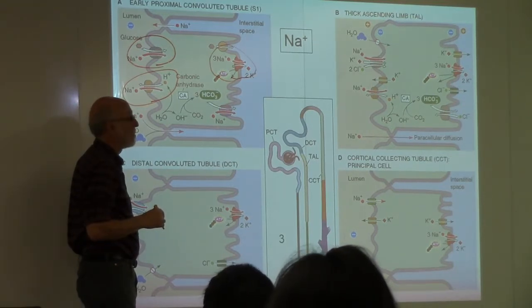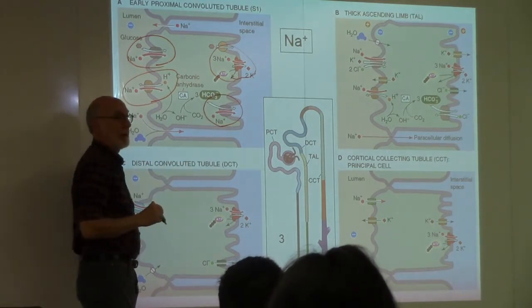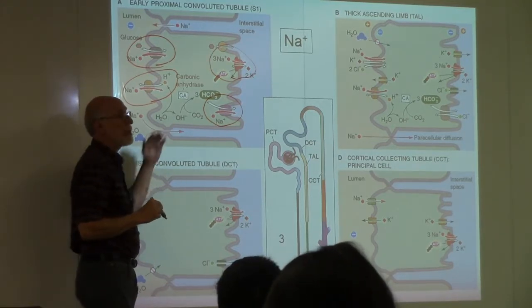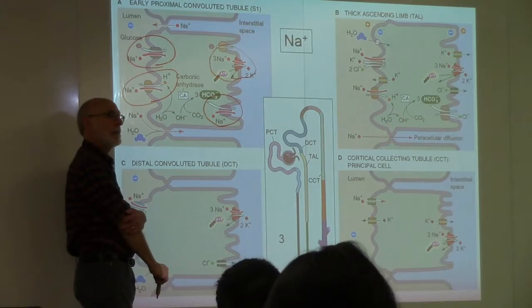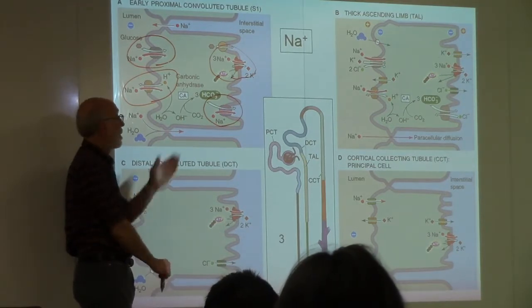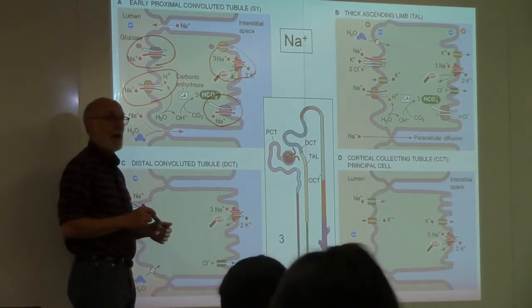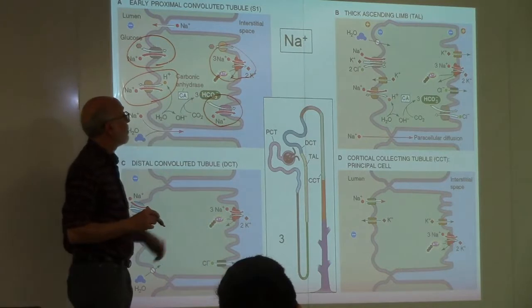That's the sodium bicarbonate cotransporter, and it's taking sodium out into the interstitial space. So is this using the sodium gradient? No. Is it using ATP? No. It's using the bicarbonate gradient to pump sodium out of the basolateral membrane into the interstitial space. So these are the kinds of concepts that you should know for sodium reabsorption.